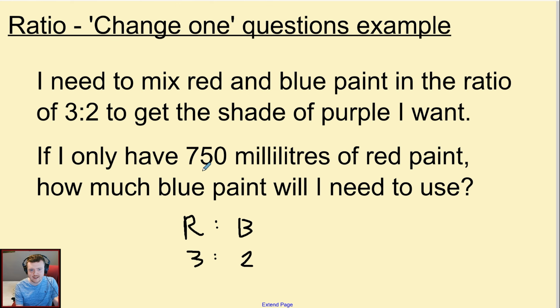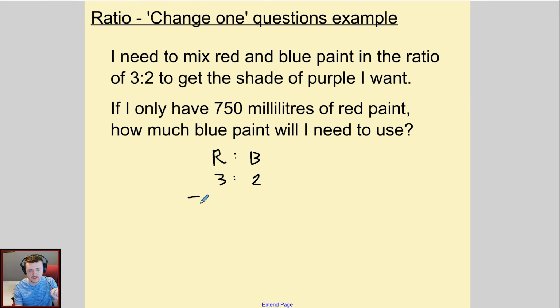We don't have 3 red anymore. We have 750 red now. So instead of 3 red, I'm going to write 750 red underneath, because that's what's changed. We've changed one element and the red has changed. How has the red changed? Well, we can do it in 2 ways. Either 3 times by something is 750, or if we're not sure, we could do 750 divided by 3 to work out what that something is. And if you do that, 750 divided by 3, you'll get 250. So to get from 3 to 750, I've timesed by 250. 3 times 250 is 750.